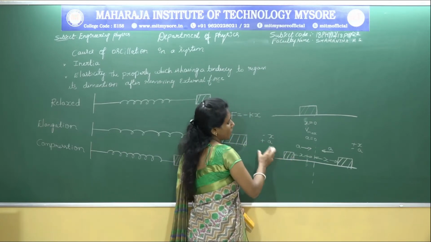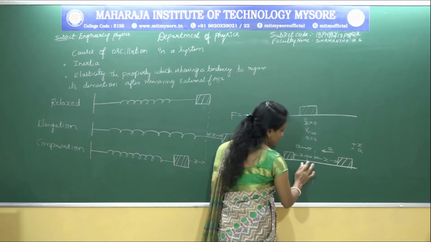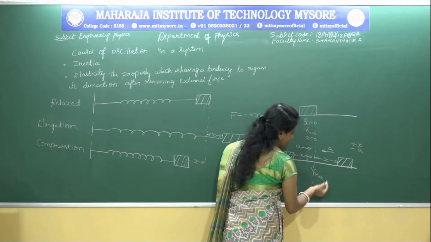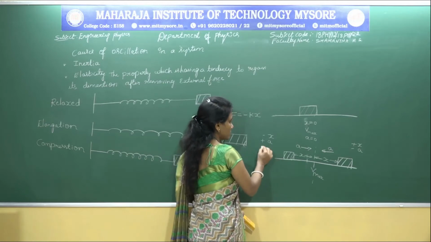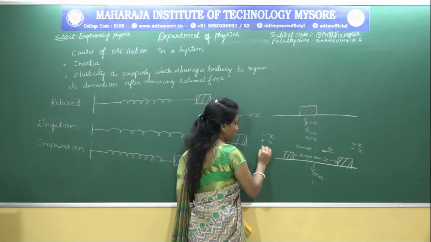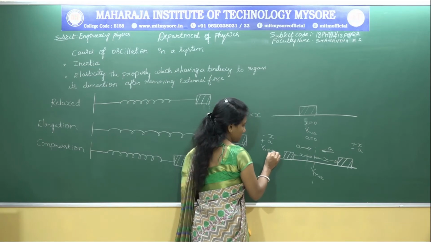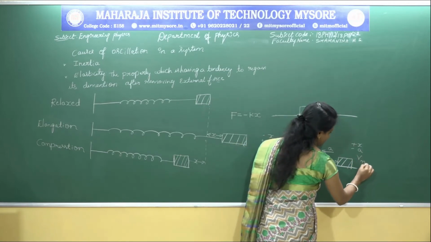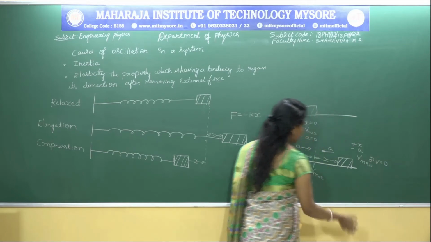At the extreme point the velocity will be minimum. At the center the velocity will be maximum. At the extreme point the velocity will be minimum, or 0.